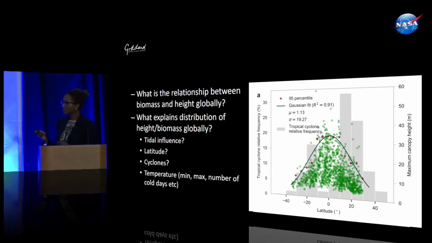And here's one of our results. On here we plotted the maximum canopy height at every 1 degree. In the background, what you're seeing here is tropical cyclone relative frequency. So what we see is that if you're around the equator, your cyclone frequency is much lower. So this shows us very well that your maximum height is directly correlated with your latitude. But there also seems to be a relationship between cyclone frequency and your maximum height.